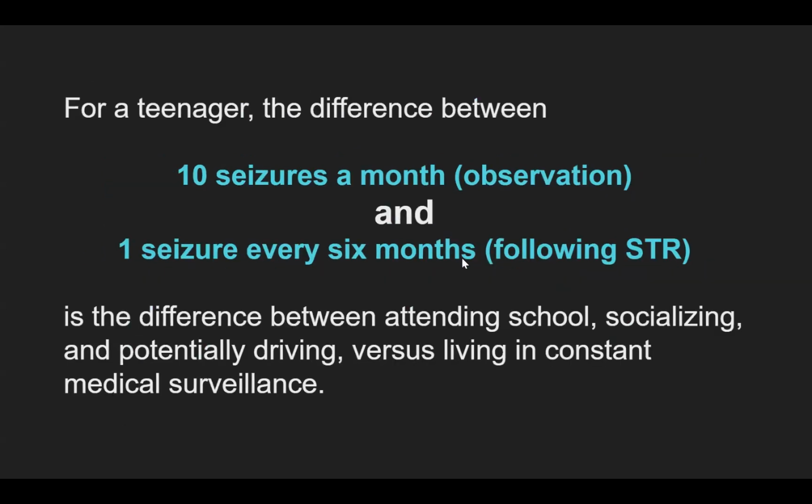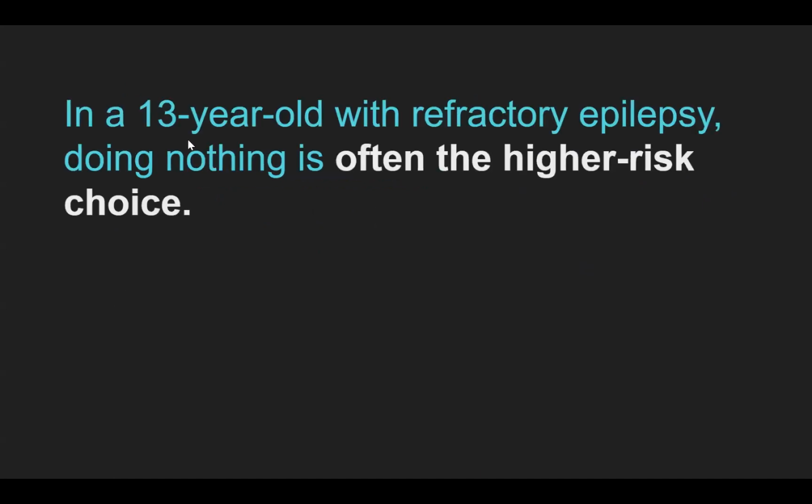So for a teenager, the ones in which you are choosing to observe and the ones in which you are choosing to do a subtotal resection, this might mean that the first group might have 10 seizures a month and the other group might have one seizure every 6 months. So, for a teenager, that is the difference between attending the school, socializing, potentially driving, versus living in constant medical surveillance. So, yes, subtotal resection does offer a decrease in seizure frequency along with an improved quality of life. So, in a 13-year-old or in a similar age group with refractory epilepsy, doing nothing is often the high risk choice.